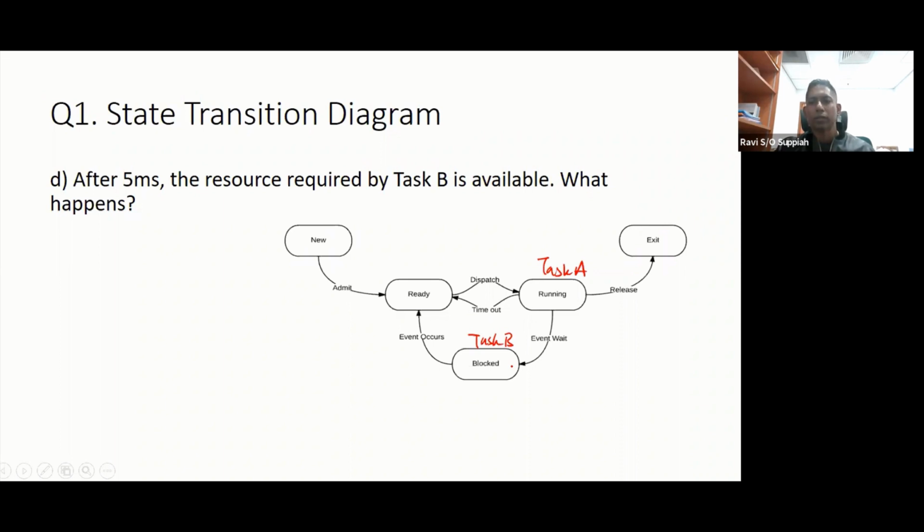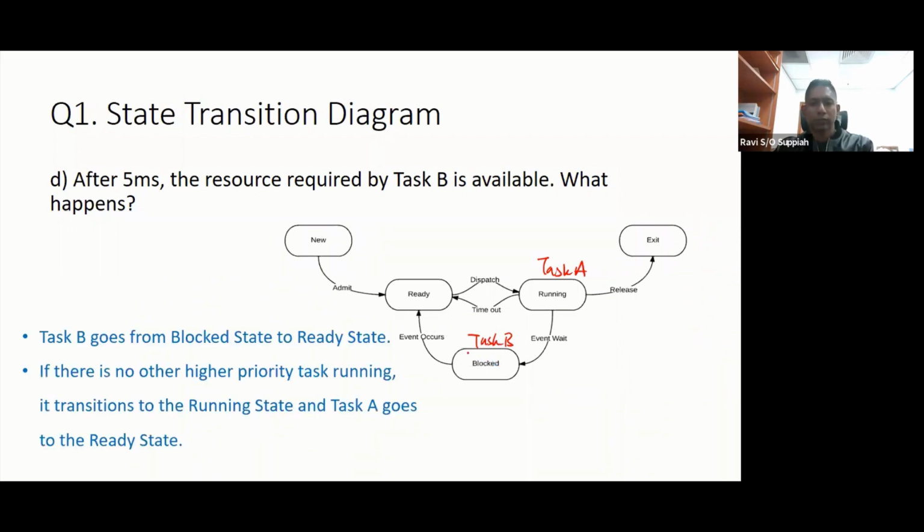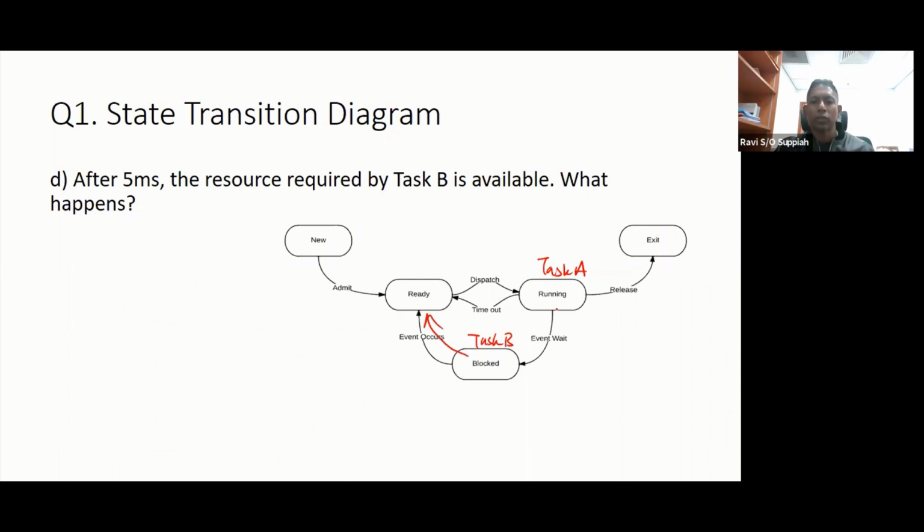Good, most of you are getting it. Task B will stay in the block state until the resource becomes available. When task B's resource becomes available, it will become unblocked, so it will transition to the ready state. You must see that there is no arrow from block to running. When I'm in the block state, the only next state I can go to is ready.